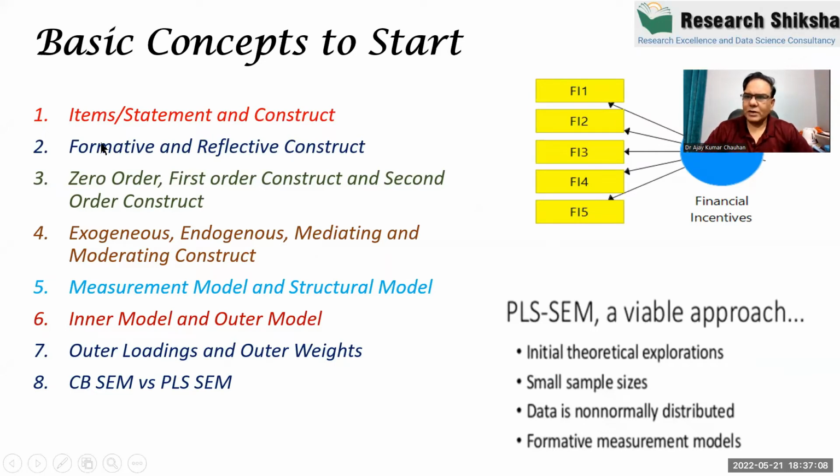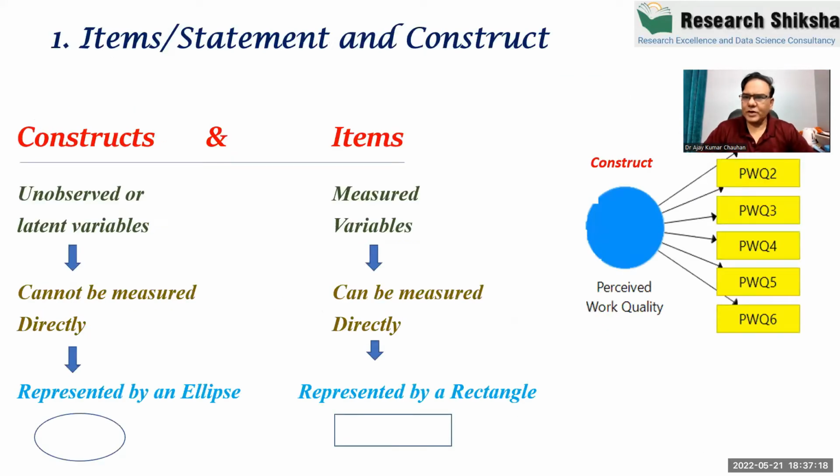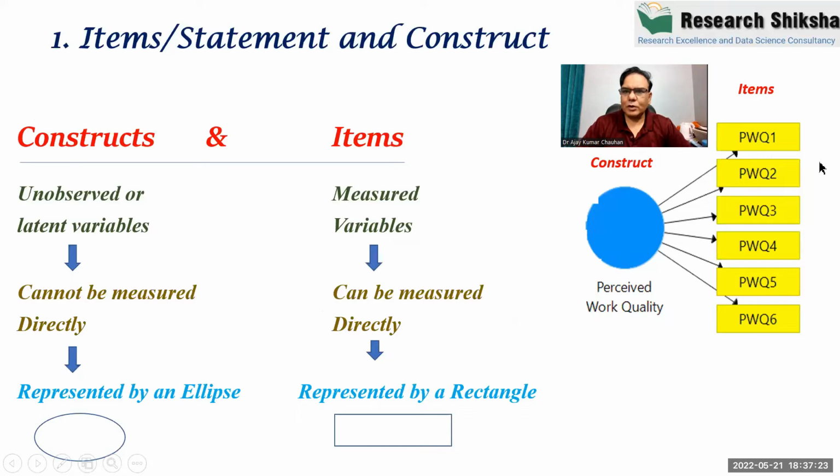All the 8 points are very basic points, but if you don't know all these points, it is very difficult to go further. So point number one. There is some terminology with the Smart PLS or structural equation modeling. We frequently use the word construct and the item. So we have to understand what is the meaning of the construct and what is the meaning of the item.